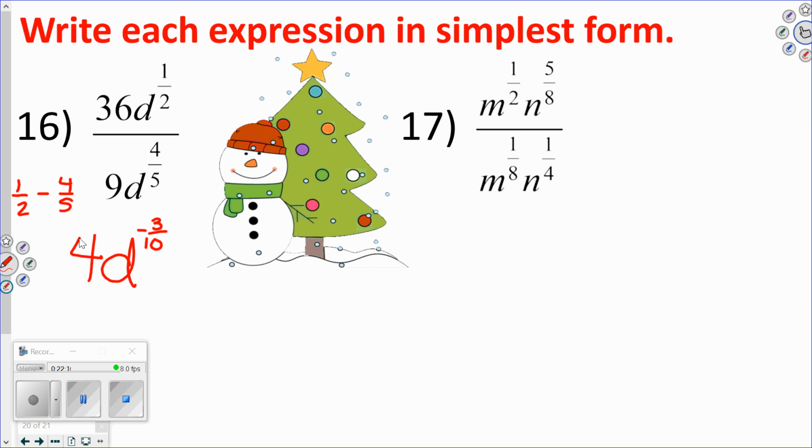There you go. All right, so at this point, all I did was I took my big coefficients and divided them. And then these d's matched bases, it's division, so you subtract. That's where I'm at. Okay? Negative exponent, what do I do? What does the negative exponent attach itself to? The d. So where does the 4 go? On top. 4 stays on top, because its exponent is a 1. It's not negative. This moves to the bottom, d to the 3/10.